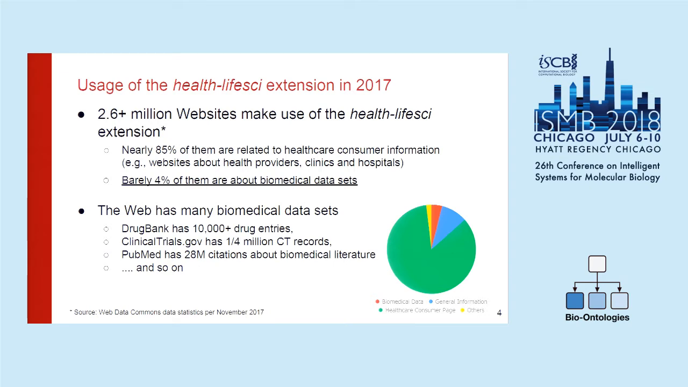That is surprising, because the web has tons of biomedical datasets. For example, DrugBank has more than 10,000 drug entries. ClinicalTrials.gov has more than 250,000 clinical trial records. PubMed has 28 million citations of biomedical literature, but none of them has Schema.org markups.